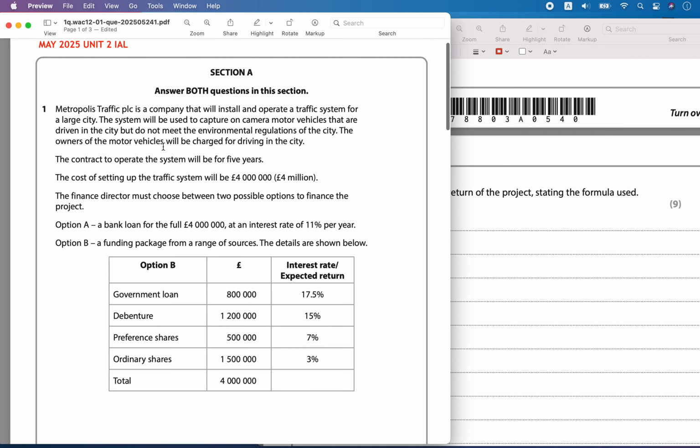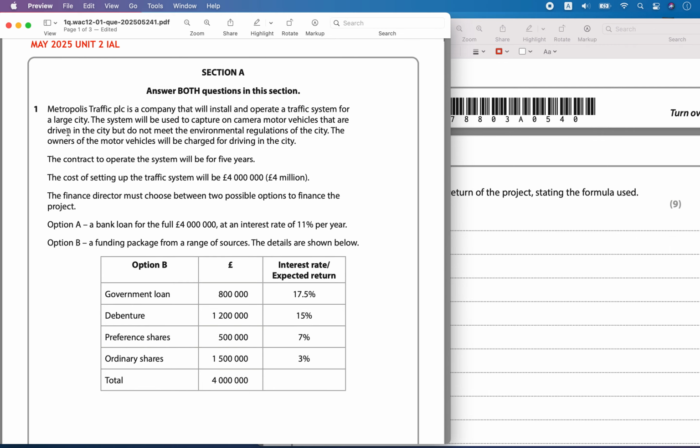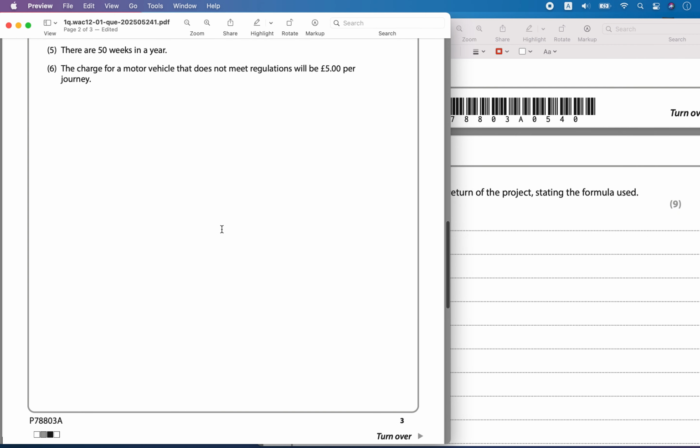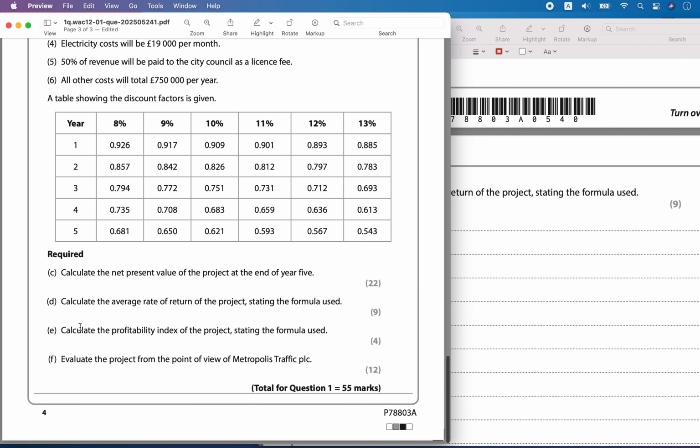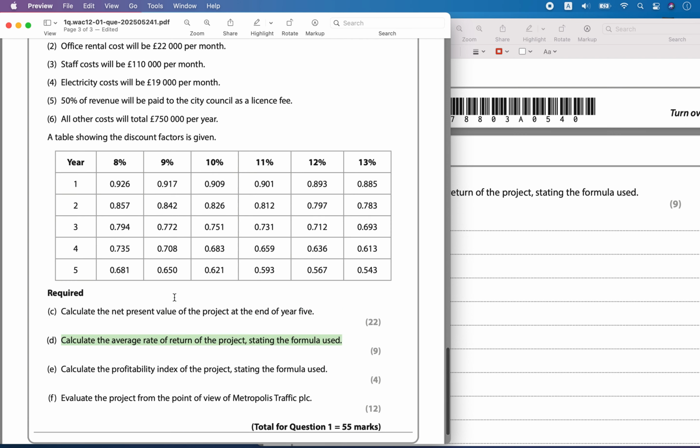Hello, today we are solving the May 2025 Unit 2 IAL past paper. For question number 1, Metropolis Traffic PLC, part D: we have to calculate the average rate of return of the project, stating the formula used.